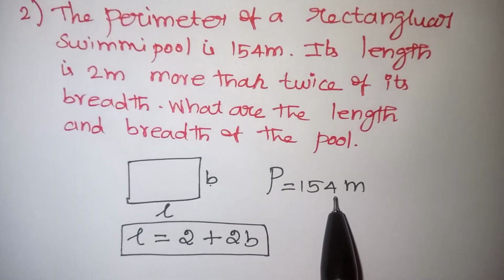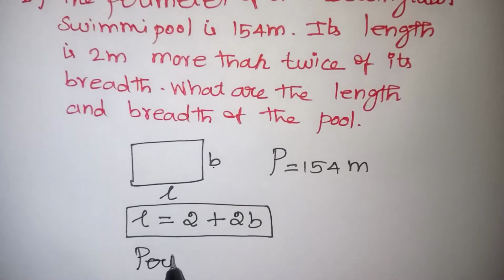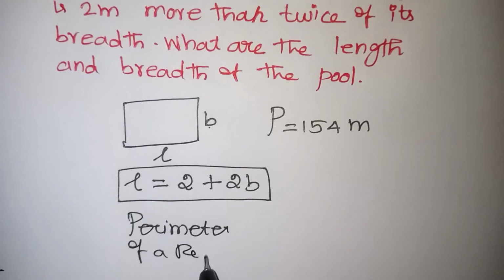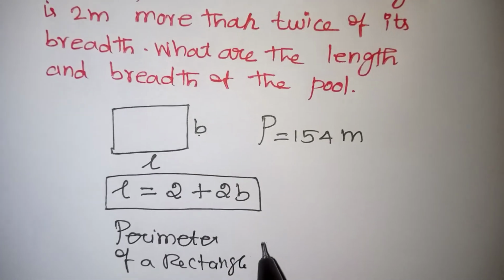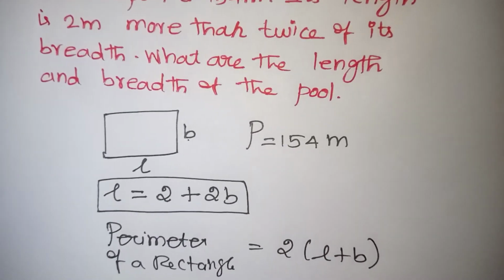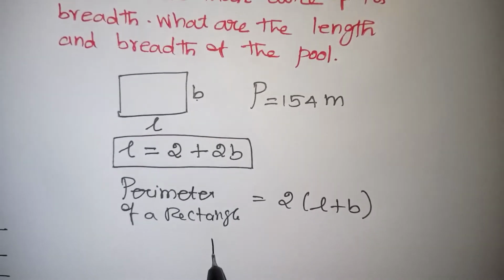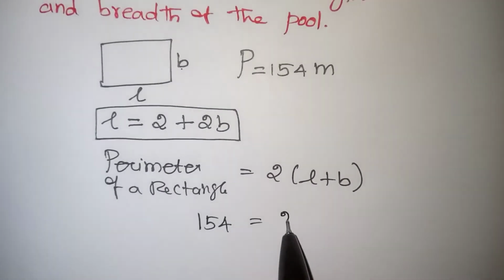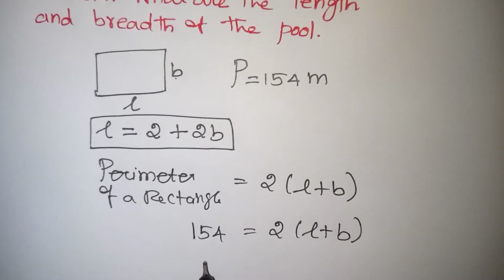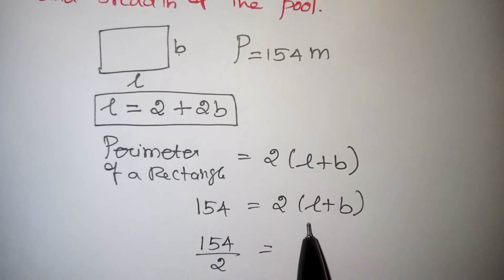The perimeter of the rectangle is given as 154. So this is a rectangular shape. The perimeter of the rectangle, you all know the formula, 2 into L plus B. In the place of perimeter, I can apply the value given in the question, that is 154. So 154 is equal to 2 into L plus B. Now this is a multiplication by 2, you can take it to the other side, it will become division. So 154 by 2, and here L plus B is given.